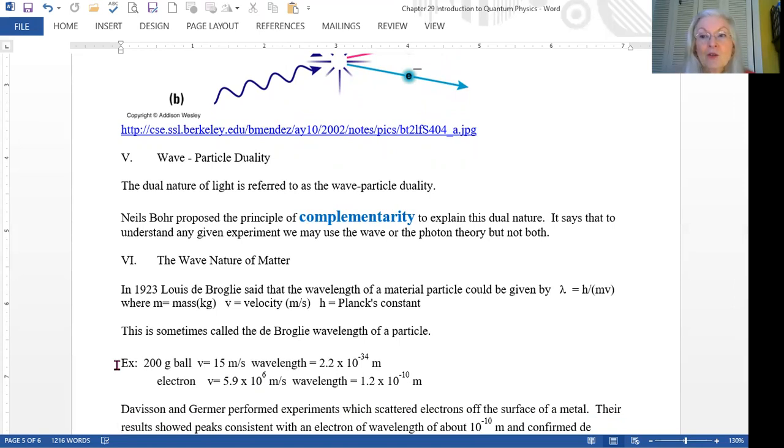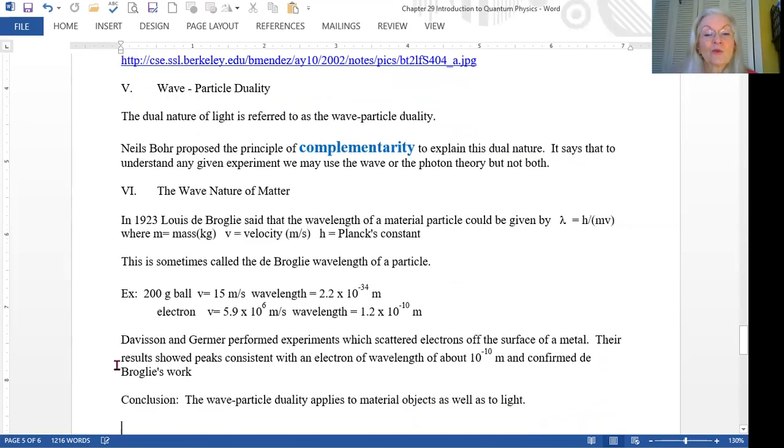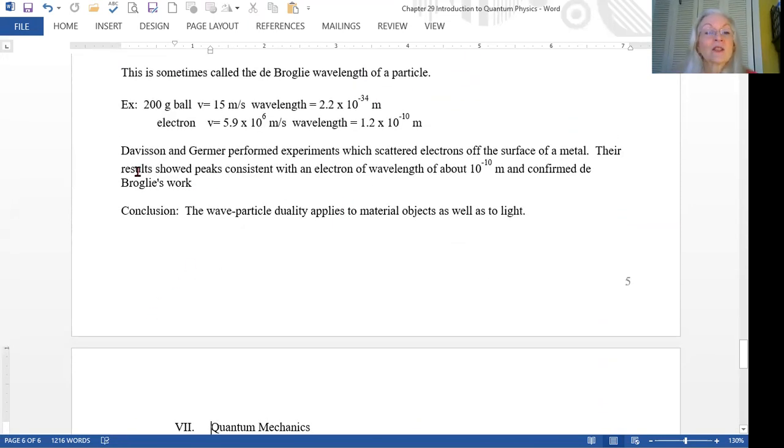If you have an electron moving at 5.9 times 10 to the 6 meters per second, its wavelength would be 1.2 times 10 to the minus 10th meters. So big difference if you're talking about something as big as a ball or as small as an electron. And in fact, Davisson and Germer performed an experiment that scattered electrons off the surface of a metal and showed peaks consistent with wavelengths that were predicted by the de Broglie formula. So our conclusion is that while things like light have a wave-particle duality, physical particles can also have a wave-particle duality.